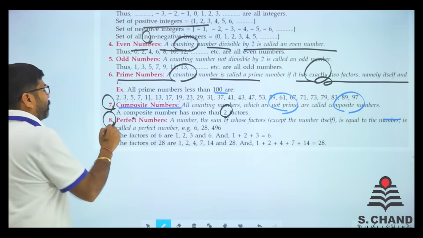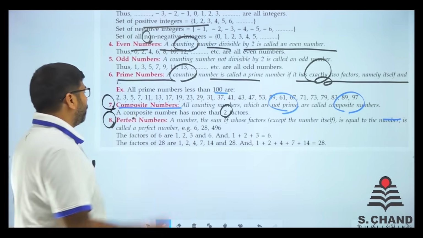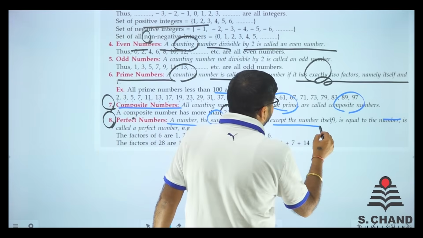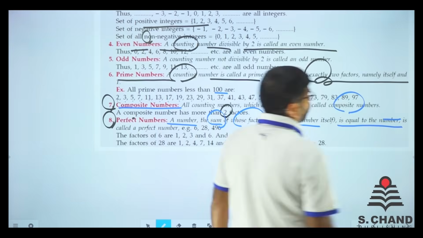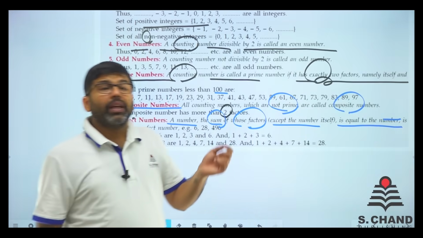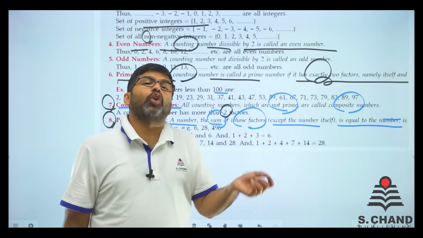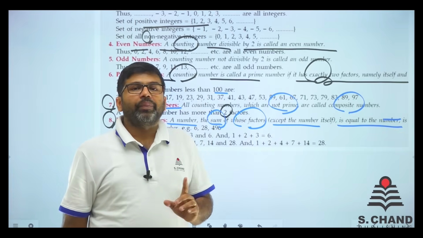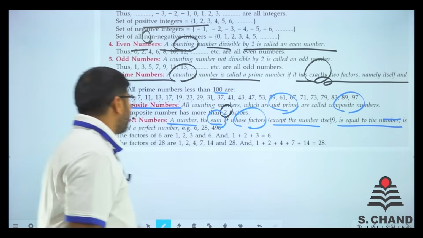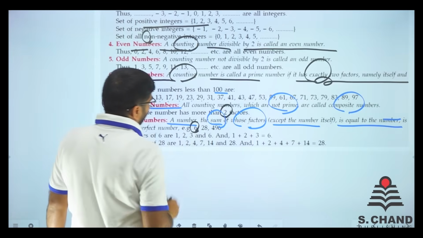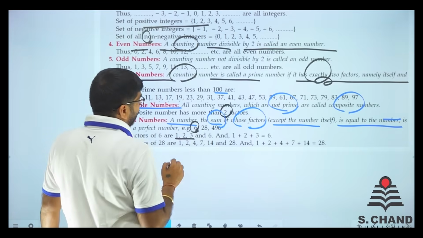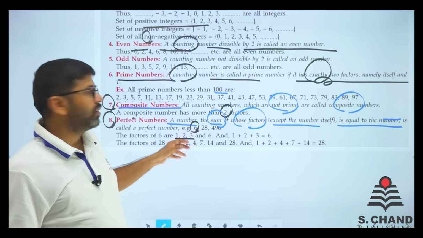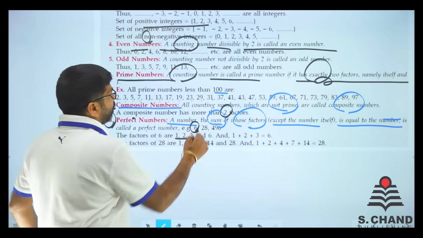Now what is a perfect number? A perfect number is a number for which the sum of all its factors, except the number itself, is equal to the number, right? Say for example, we have 6. The factors are 1, 2 and 3. When you add 1, 2 and 3, it gives 6. Say for example, 28.